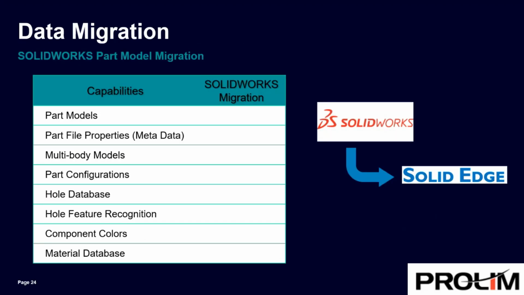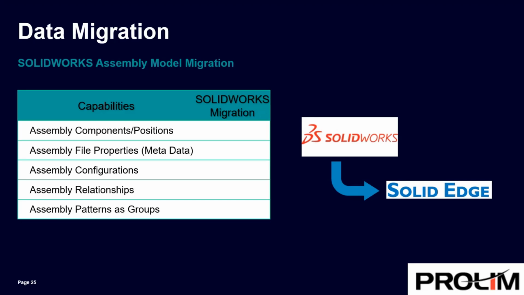Okay. So when it comes to SolidWorks parts, we're able to again migrate the parts along with their part file properties, whether they're multi-body models, part configurations, and as we mentioned before, the whole databases and the material databases are also migrated. So this is just a quick list of the different things that come from SolidWorks into Solid Edge. So same with the assemblies.